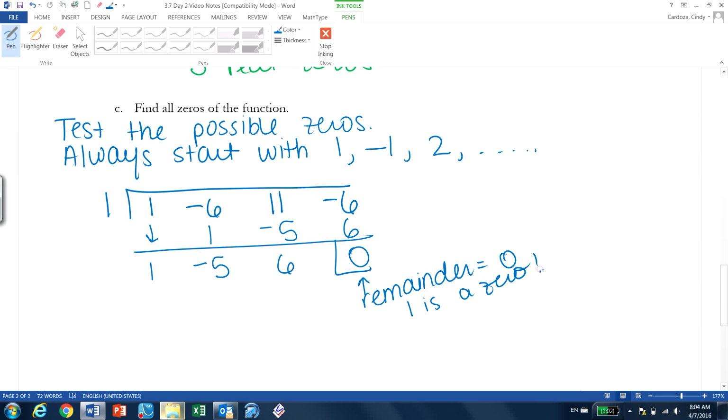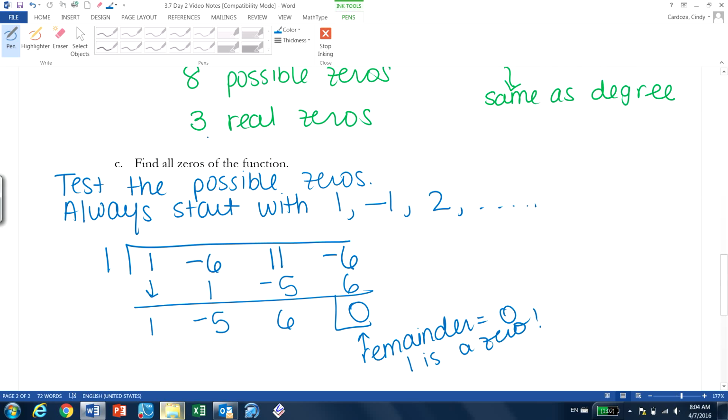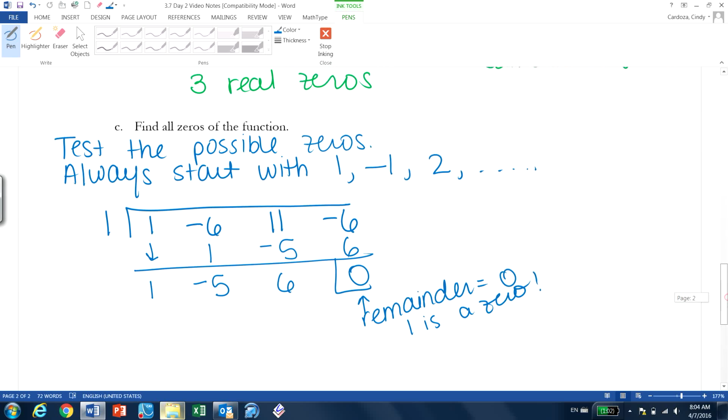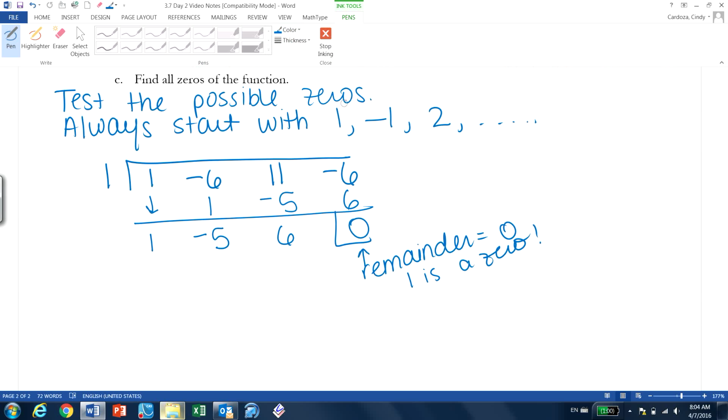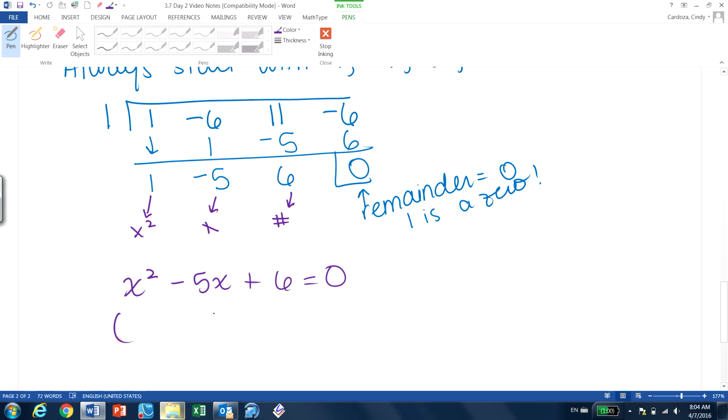Now we just have to find 2 more, because remember, there are 3 total zeros, because that's the degree of this polynomial. So now this is like what we've been doing for a while. This is my number term. This is my x term. This is my x squared. So x squared minus 5x plus 6. Remember, you either factor or use the quadratic. Always try to factor first. So I'm trying to think of numbers that multiply to give me 6 and add to give me negative 5. So negative 2 and negative 3 work.